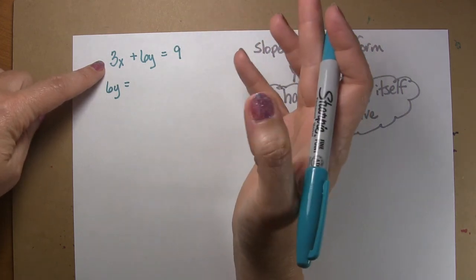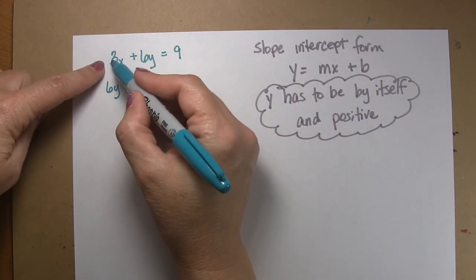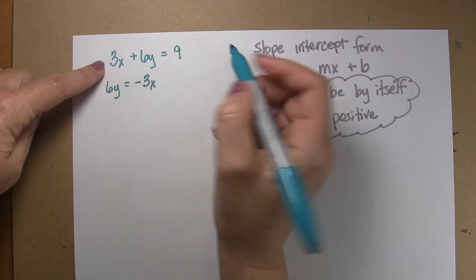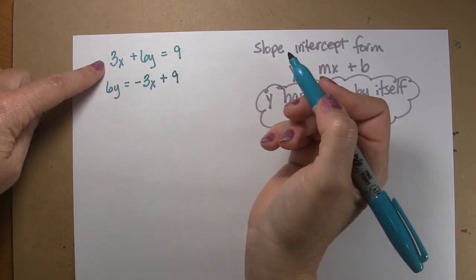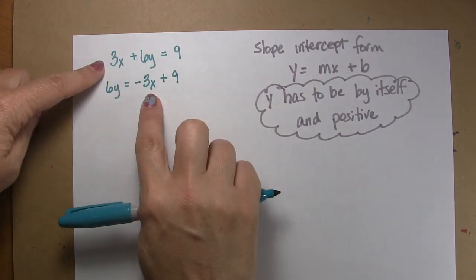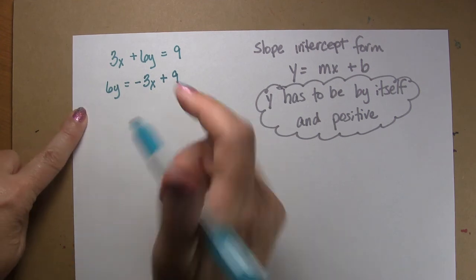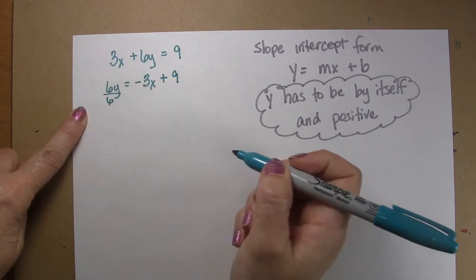I am totally allowed to do that as long as I change the sign of that term. So it now becomes negative 3x plus 9, because I flipped it to the other side and I flipped it to a negative. Okay? Now, all I have to do is divide by 6.